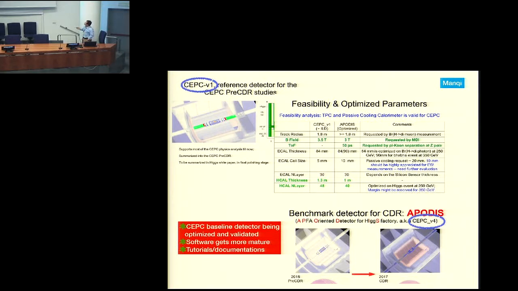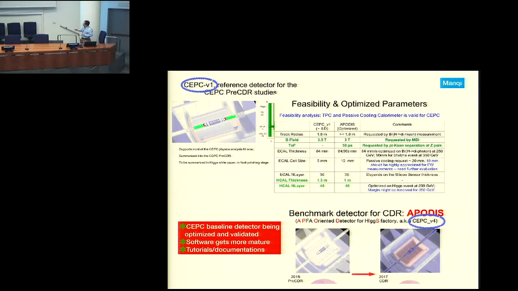CEPC baseline detector design. In the pre-CDR, we have the CEPC1 geometry. After much work, we optimized the main parameters of our detector geometry, something like the track radius and the magnetic field. We even investigated the time of flight technology and dE/dx for PID, and the calorimeter cell size and the number of layers, something like that. We converted to a new version, CEPC V4.